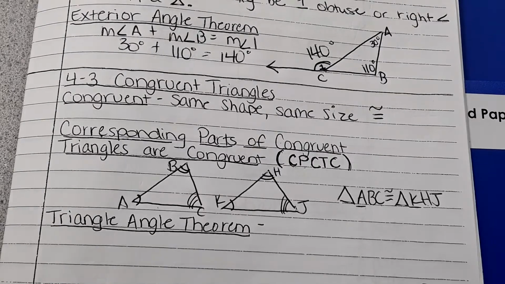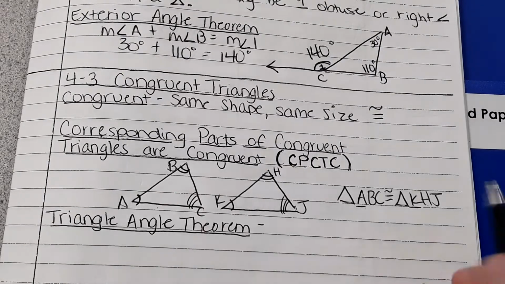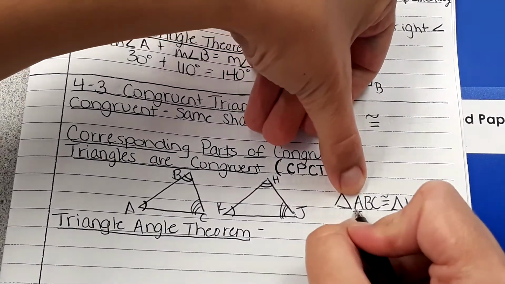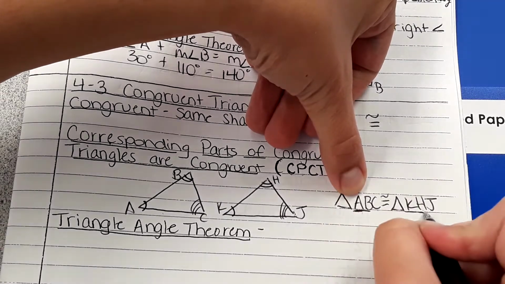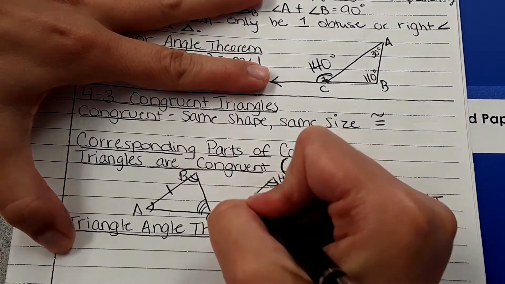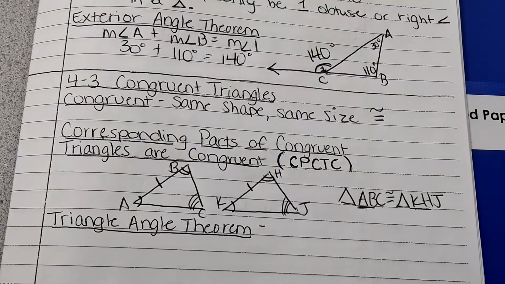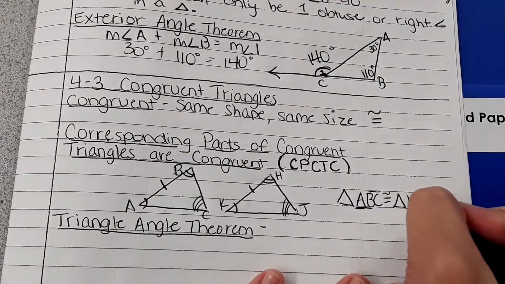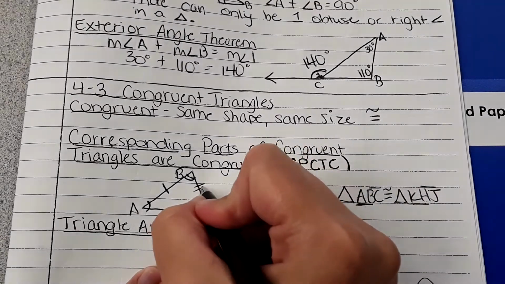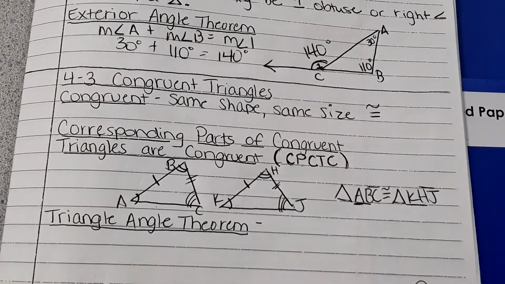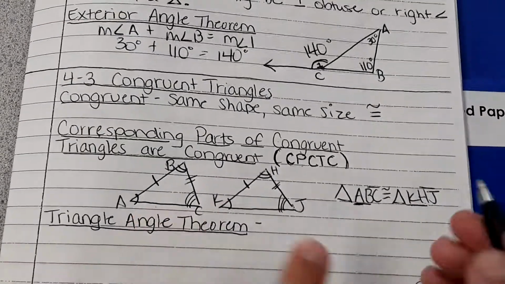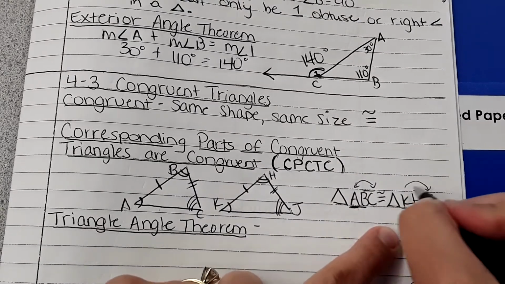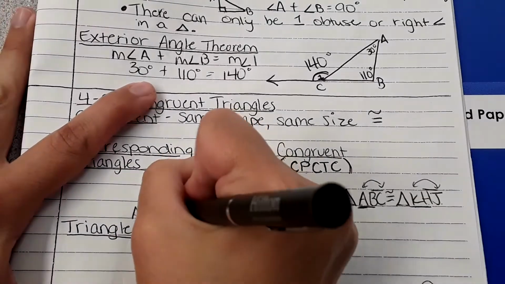But wait, there's more. The segments are also matching, and the order here and their position in this statement shows they're congruent. So segment AB is congruent to KH. And then segment BC is equal to HJ. And then these two here, they have the same position, the first and last, A and C, would be congruent to segment KJ.